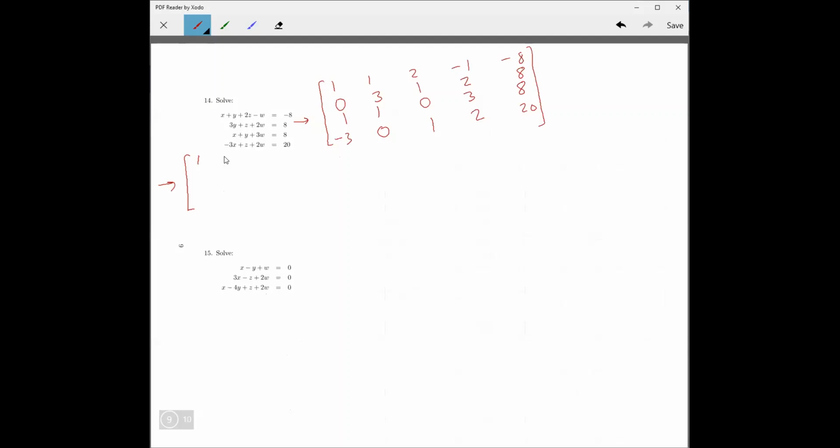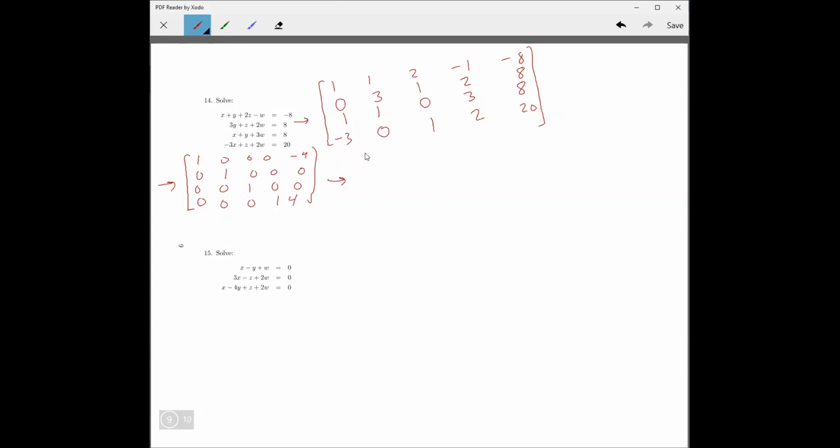There's that 1, 0, 0, 0, -4. This is the X column. This one is in the Y column. This one is in the Z column. And this one is in the W column.